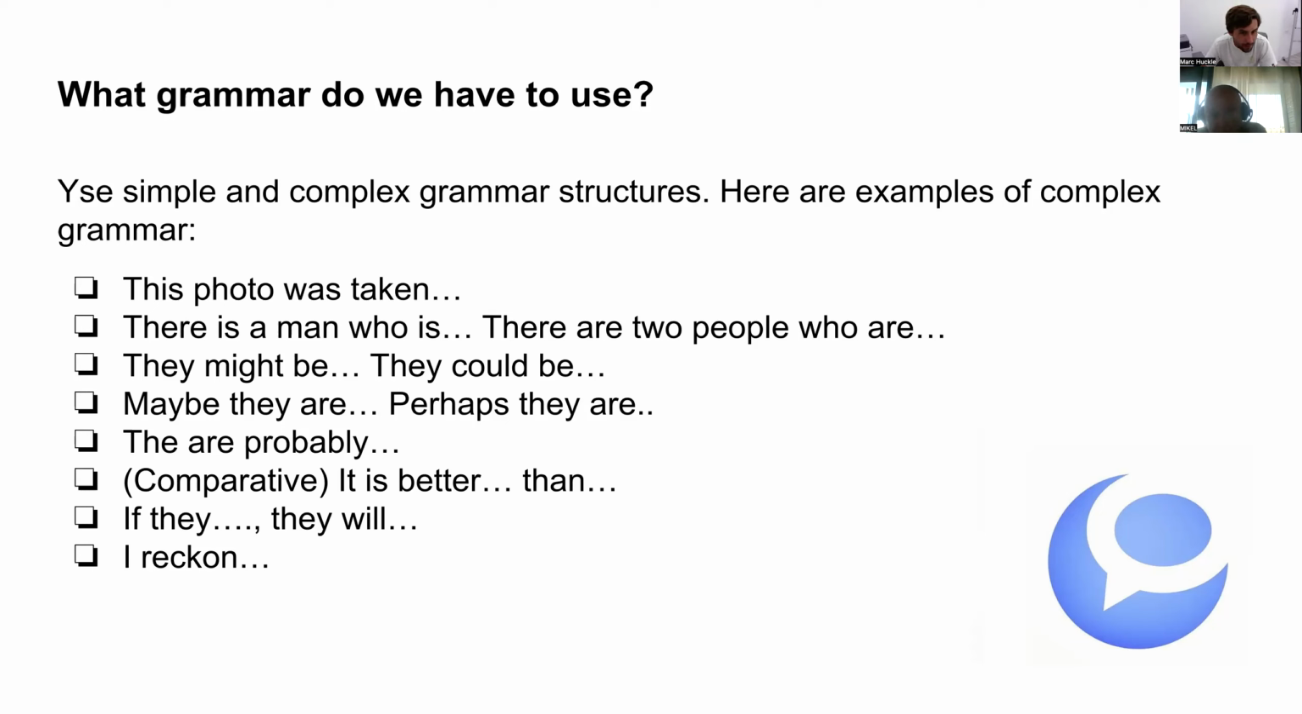We can use comparatives. It is better than. We can use the first conditional. If they do more sport, they will get fit, for example. And we can also give our opinion in a more complex way. Instead of, in my opinion, you can say, I reckon, it seems to me, the way I see it, I would say. La gramática no es muy compleja, pero cuentan como estructuras complejas. Y hay que meter 1, 2 o 3 distintas estructuras, ¿vale? Aunque lo digas mal, hay que intentarlo.